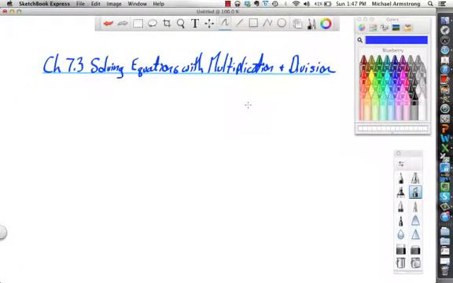All right, chapter 7.3, solving equations with multiplication and division. The idea is that if you have two equations and they're both equal or balanced, say we have 4 is equal to 4, if you multiply something to one side and you multiply something to the other side, they're still equal. 4 times 2 is 8, and 4 times 2 is 8.